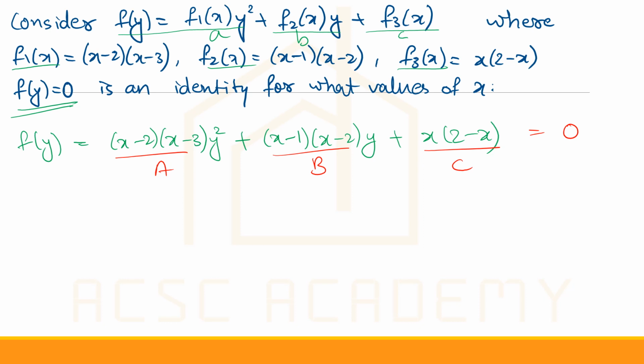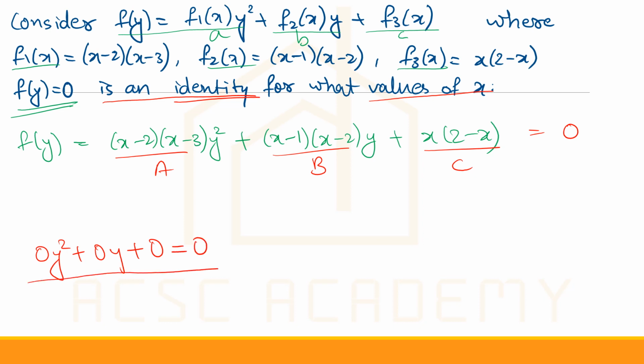It seems so as of now for the moment, but we need to prove that it is an identity rather. And for what values of x does it become an identity? That is what we need to determine. So now we just saw what an identity is in terms of y. If our variable is y, then this needs to become of the form 0y squared plus 0y plus 0 equal to 0. Then only it will become an identity in y. And what do we mean by an identity?